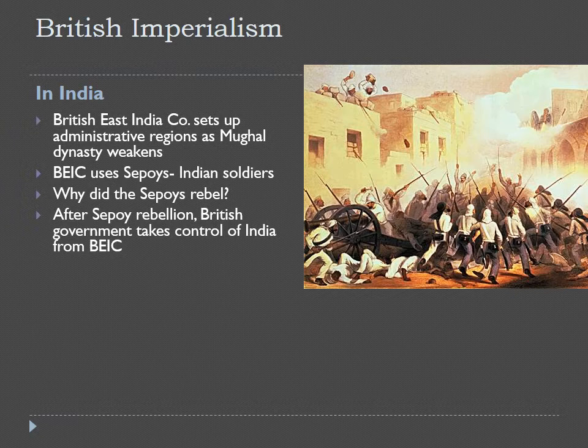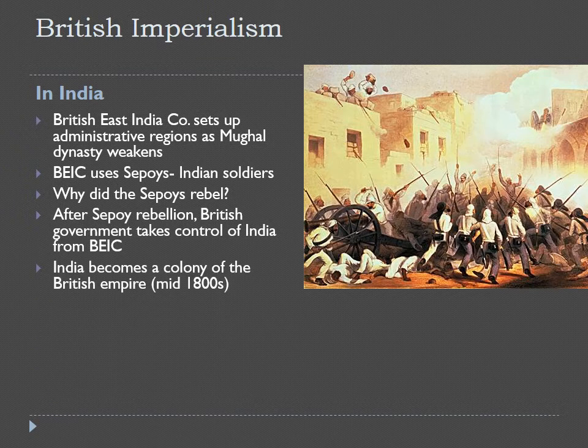So after the Sepoy Rebellion, the British government takes control of India. They originally acted like they wanted to help get independence, and then they were like, just kidding, we're in charge. So India then becomes a colony of the British Empire in the mid-1800s, and it is one of the longest lasting colonies and most vital colonies for the British.